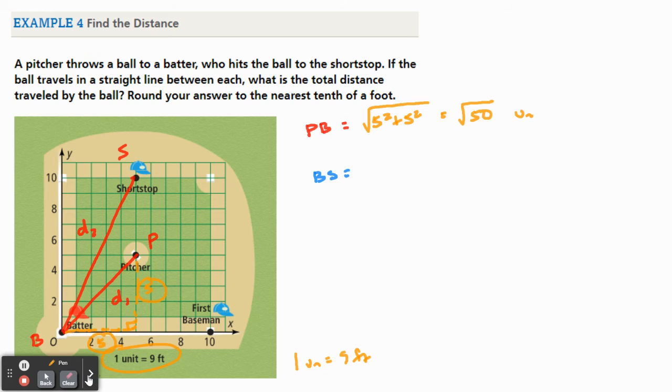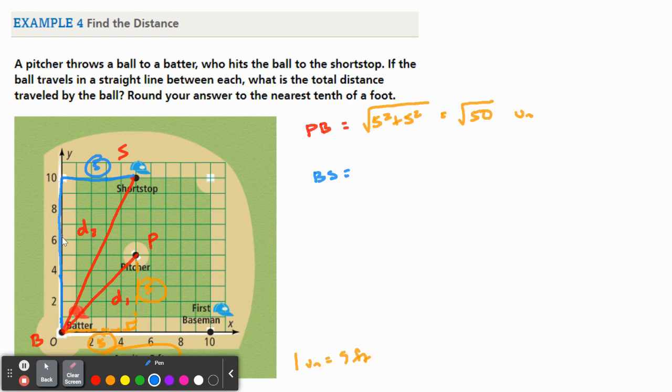Okay, so now let's go with the second distance from the batter to the shortstop. And I'm actually going to make the triangle up here so that it's not in the way of the other right triangle. I'll still count the x distance first. 1, 2, 3, 4, 5. So that's 5. And then the y distance. 1, 2, 3, 4, 5, 6, 7, 8, 9, 10. It started at 0 and went to 10. So I should know that that's 10. So to find the distance from the batter to the shortstop, we're going to do 5 squared plus 10 squared inside the square root. Again, 5 squared is 25. 10 squared is 100. That's 125 in the square root.